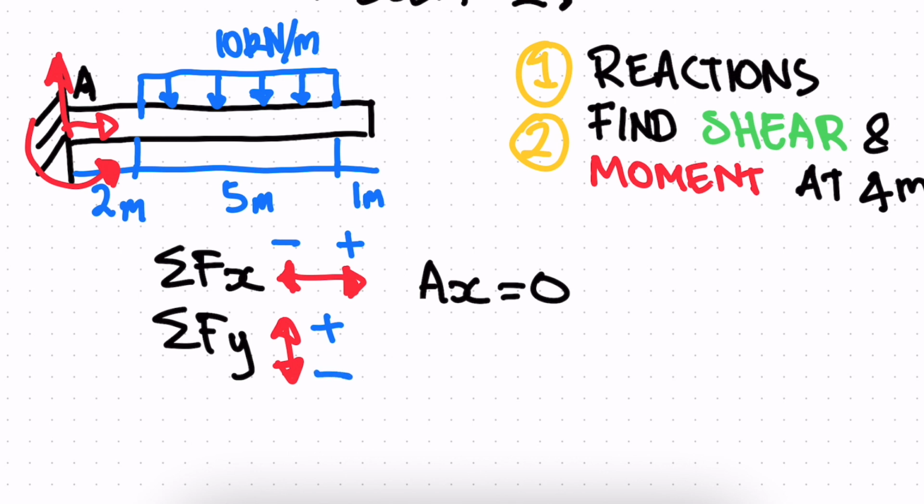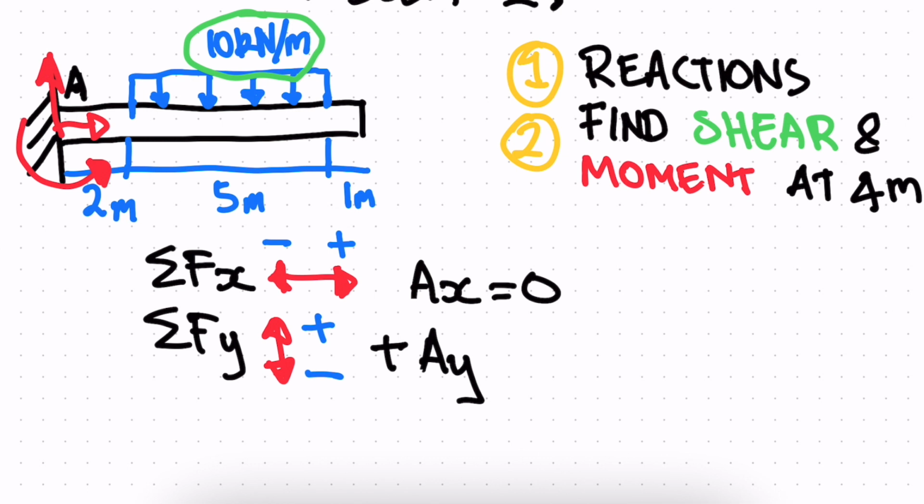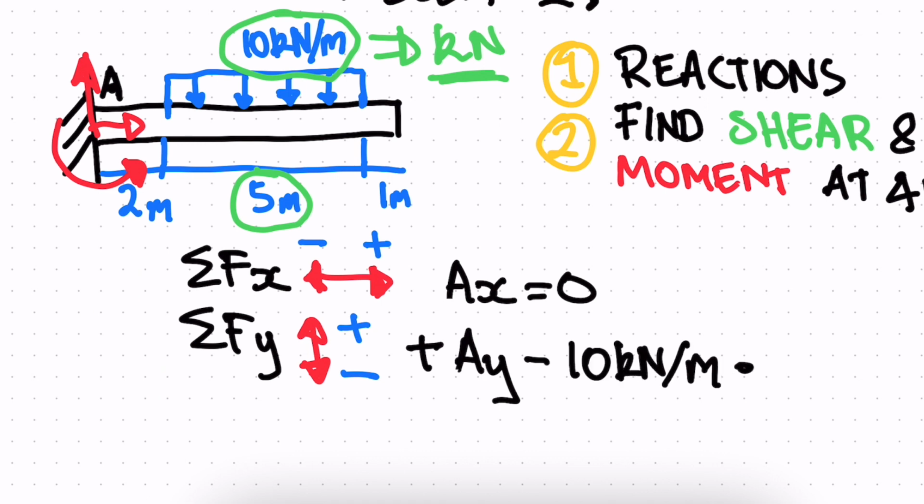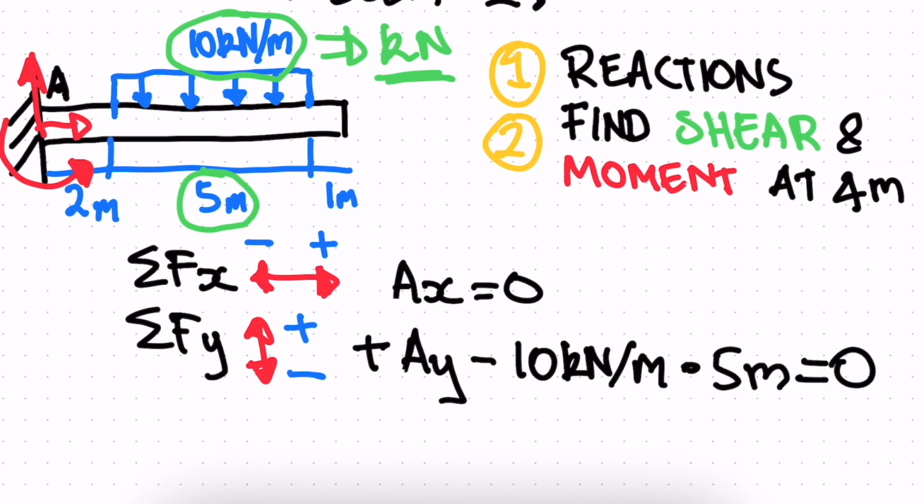So we have our reaction acting on the beam. We've drawn it as a positive, so we can go positive AY. And then we have our distributed load acting in a negative direction. We need to convert this into kilonewtons, so we multiply it by the distance and we'll end up with the kilonewtons that we need. So we'll have negative 10 kilonewtons per meter times 5 meters, and this will be equal to 0. If we simplify that, our AY will be equal to 50 kilonewtons.